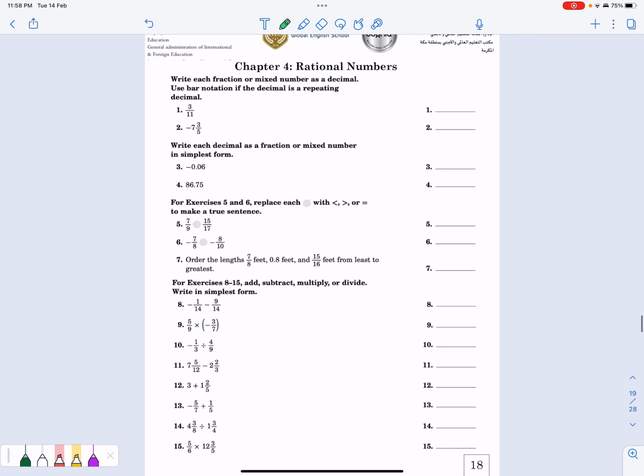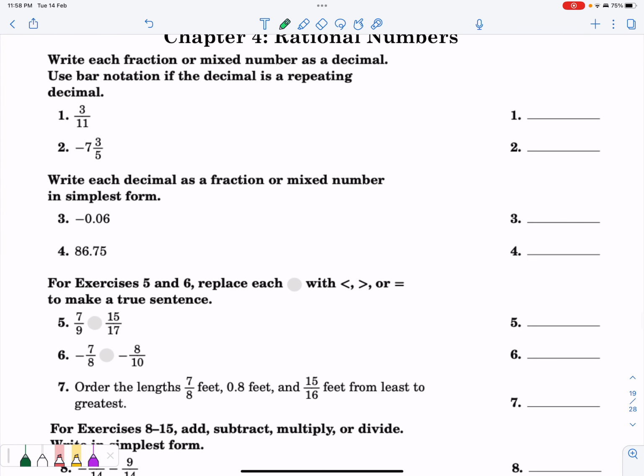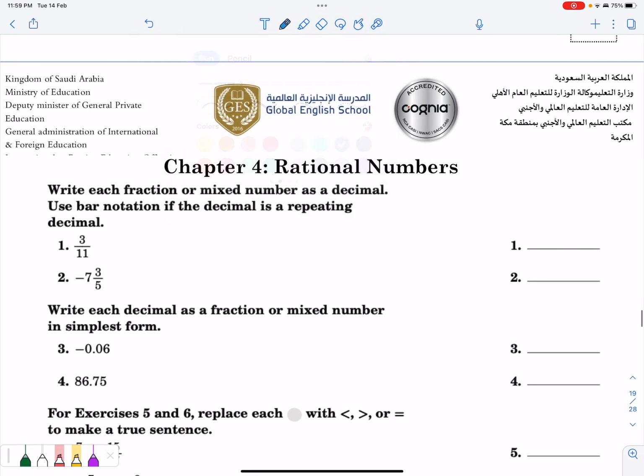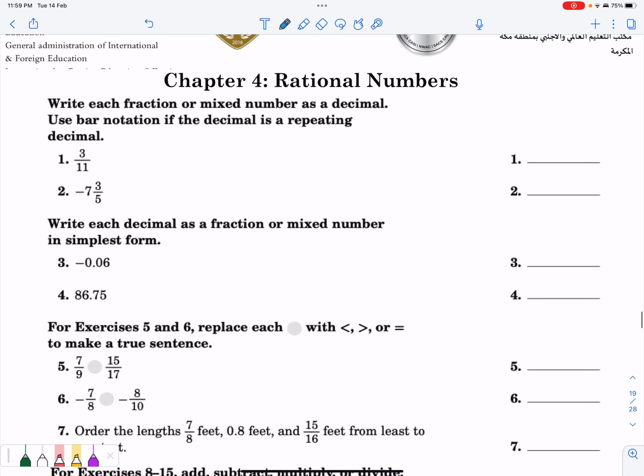The last page that we have for the rational numbers. First question says, write each fraction or mixed number as a decimal. Use bar notation if the decimal is a repeating decimal. So first we have 3/11. How can we make that fraction a decimal? One way is long division. I know you don't like it, but sometimes there's no other way.